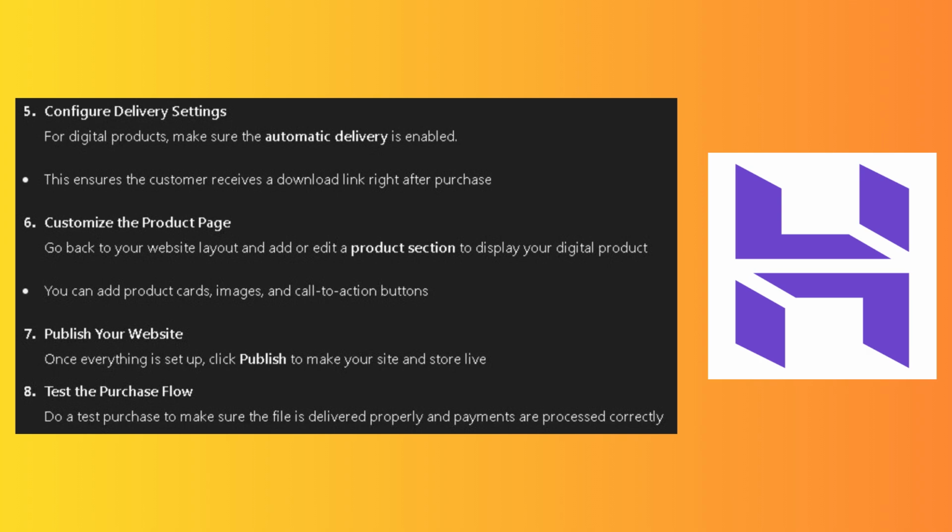Configure the delivery details. For the digital product, make sure automatic delivery is enabled. This ensures that customers receive a download link straight after purchasing.